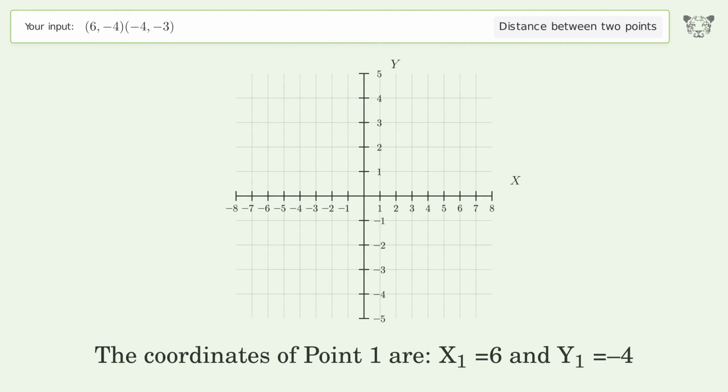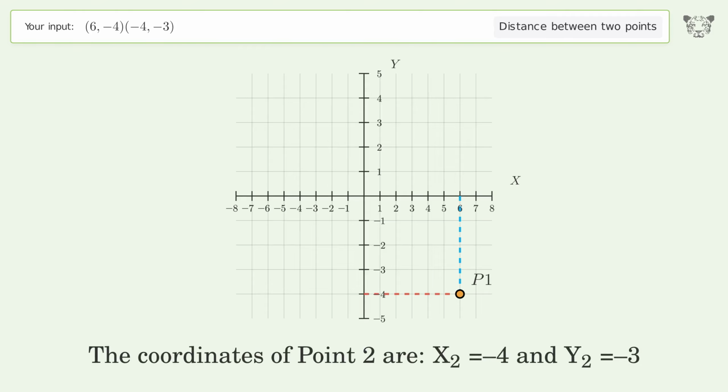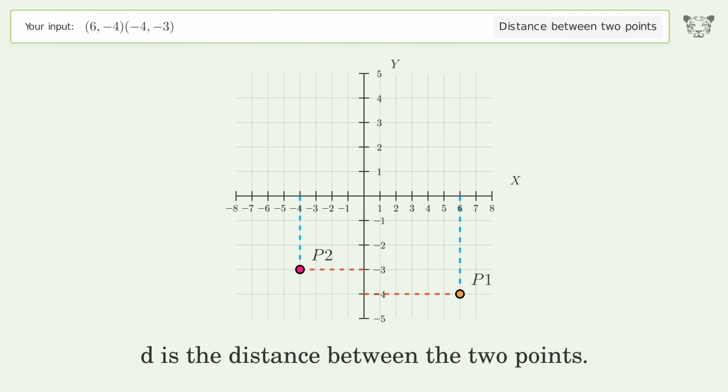The coordinates of point 1 are x1 equals 6 and y1 equals -4. The coordinates of point 2 are x2 equals -4 and y2 equals -3. D is the distance between the 2 points.